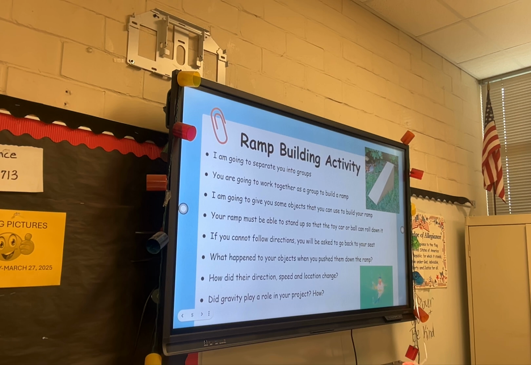So what you're going to do in your groups is work together to make a ramp. You're going to put your pencil at the top of your ramp, and your pencil has to roll. You can stack your books on top of each other and have a book sideways to make a little bit of a ramp.